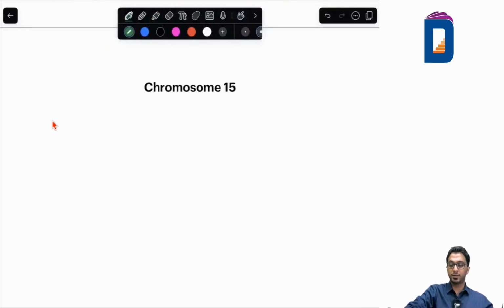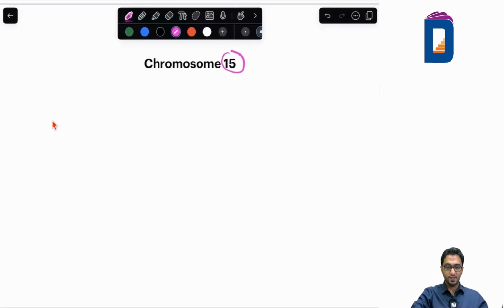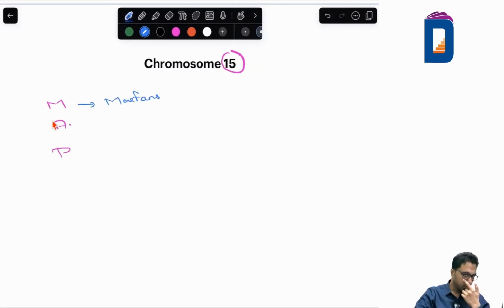Anyone remembers any lesions we studied in general pathology associated with chromosome number 15? Let this be a discussion. Marfan syndrome is definitely. So I'll just put it as a map of the 15th chromosome. What are the lesions? Someone please tell me quickly. M is for Marfan's. I'll give you a clue: the other lesions are associated with genomic imprinting. One is starting with A and the second is starting with P.